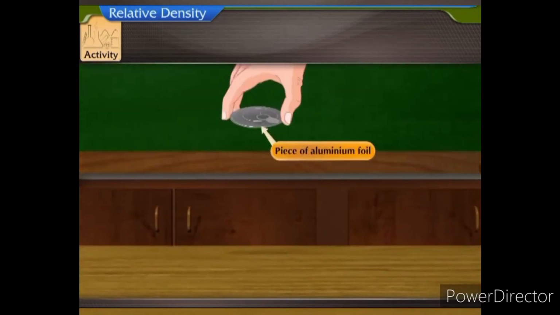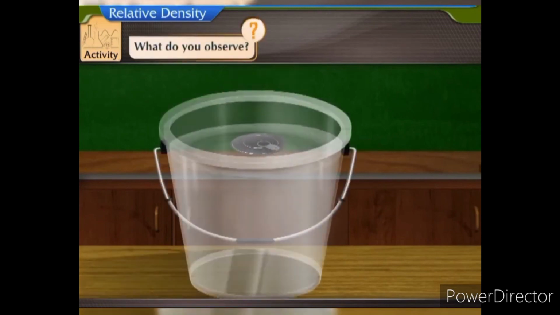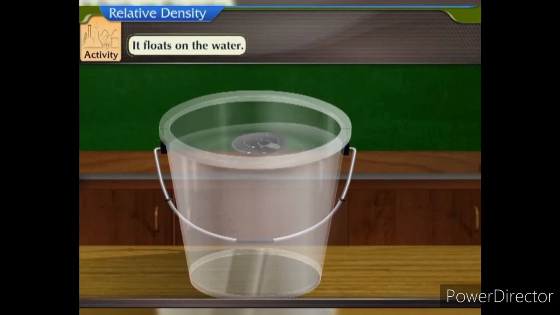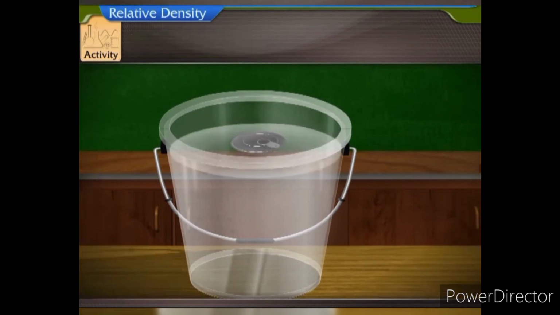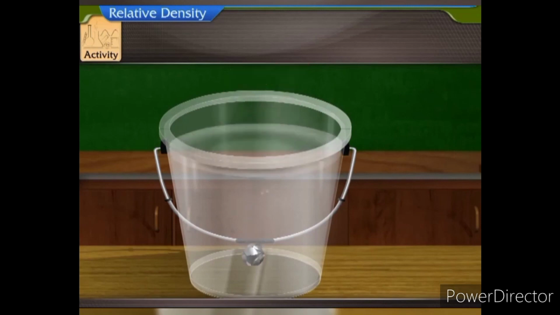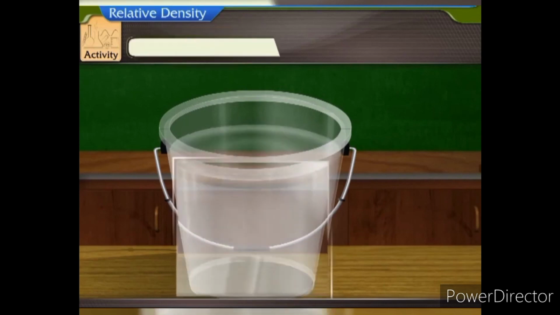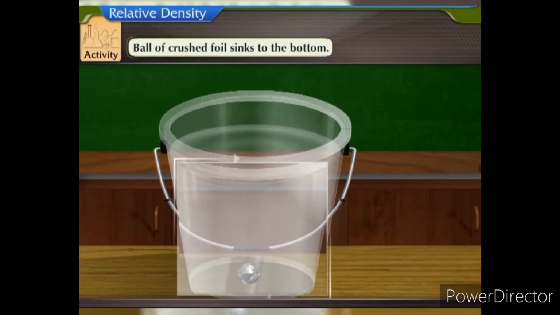Activity. Take a piece of aluminium foil and put it in a bucket full of water. What do you observe? It floats on the water. Now crush the foil into a ball and put it in the same bucket. Now what is your observation? The ball of crushed foil sinks to the bottom.